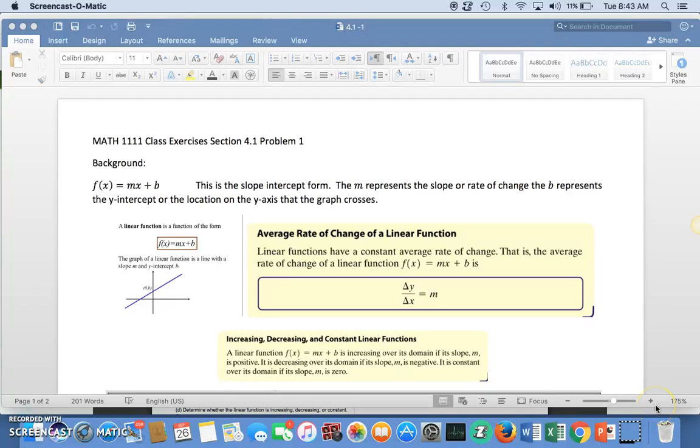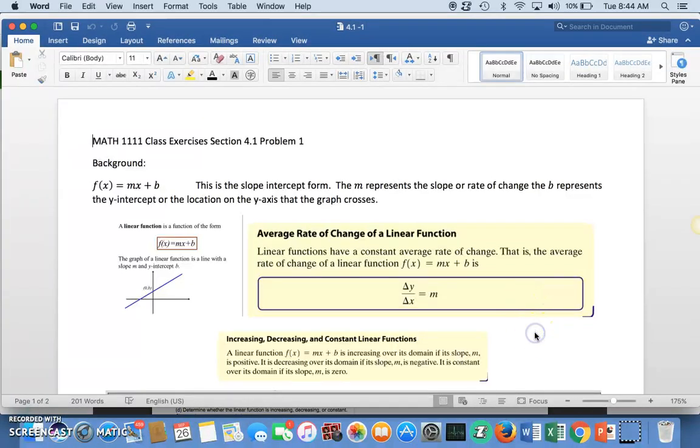Okay, we're starting section 4.1, and basically it's just a review of lines, but instead of doing it with a y equals mx plus b format, we'll be using function notation: f of x equals mx plus b. And of course your slope, as you learned previously, is the rate of change of the y over the rate of change of the x, so the up and down movement over the left and right.